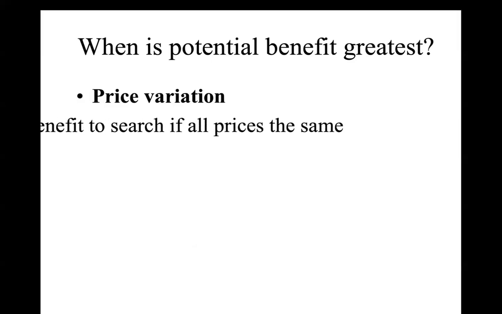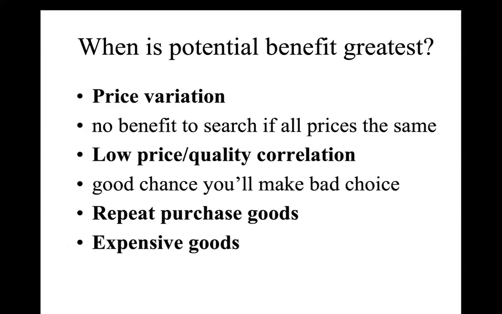Okay, so we're going to have the greatest benefits of search under the following circumstances. When there's a lot of price variation, we've spent some time talking about that already, so I won't go back into that again. And then also where there's a low price quality correlation. So we want to make sure that when there is price variation and when there is low correlation, that there's some recognition of the benefit of allocating our time to more informed decisions. This is a good time to search.